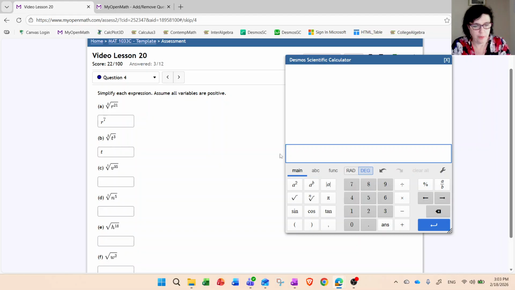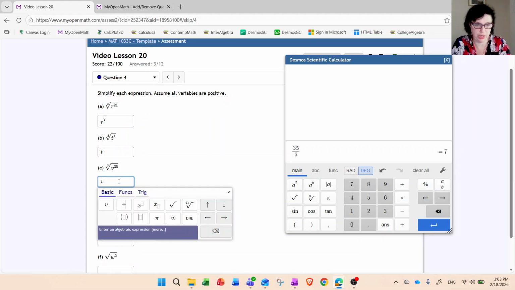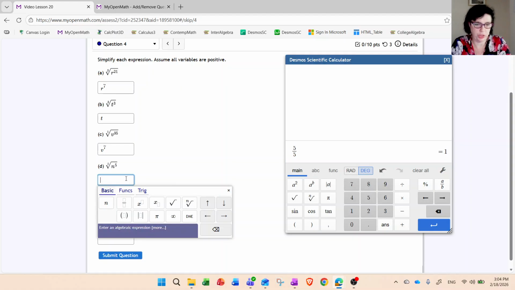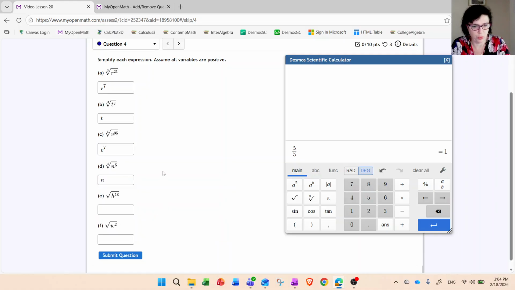All right. For this example, we take 35 and we divide it by the index of the root, and that just gives you 7. So this is going to be v to the power 7. The next example, n to the power 5, and it's a fifth root. Again, we're dividing. When we divide 5 over 5, that's 1. And that'll give you n to the power 1, but n to the power 1 is just n. You do not have to put the power 1.